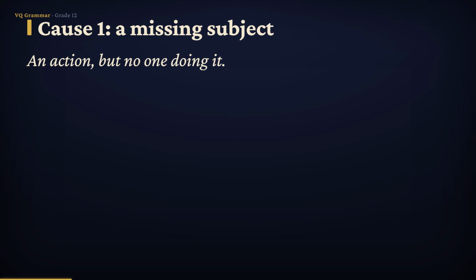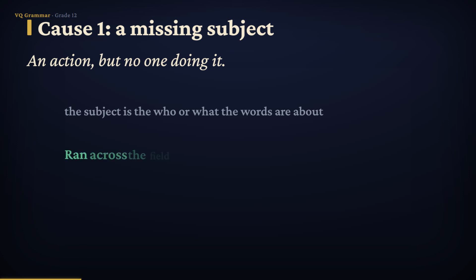The first common cause of a fragment is a missing subject. The subject is the who or the what the words are about, the one doing the action. Look at this. Ran across the field at dawn. There's a verb, ran, and there's plenty of detail. But who ran? Nobody is named, so the thought just dangles.